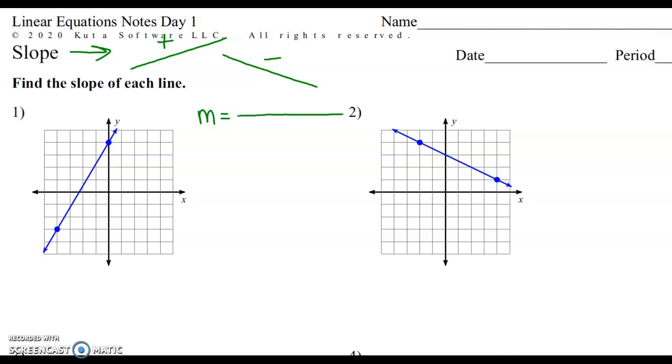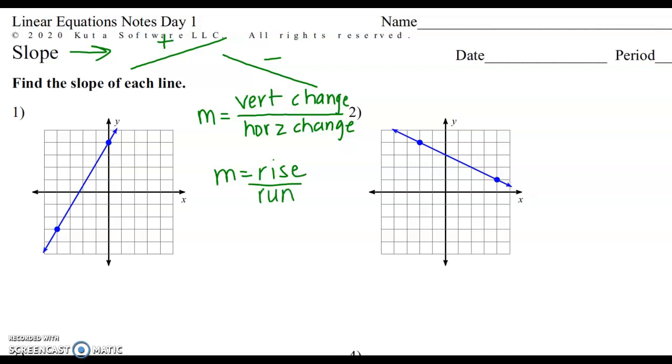So what that is, it's always your vertical change over your horizontal change. But if you remember before, an easier way to remember that would just be rise over run. Because your rise affects your y's, your vertical change, and your run affects your horizontal change, your x's. So you can see we have 2 points here.